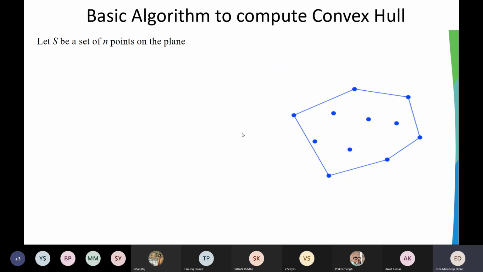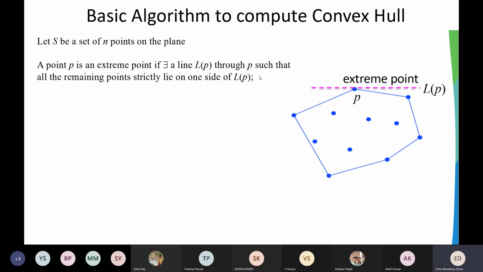Okay, so let S be a set of n points on the plane. These are the points you have. A point P is an extreme point if there exists a line L through P such that all the remaining points strictly lie on one side of the line.